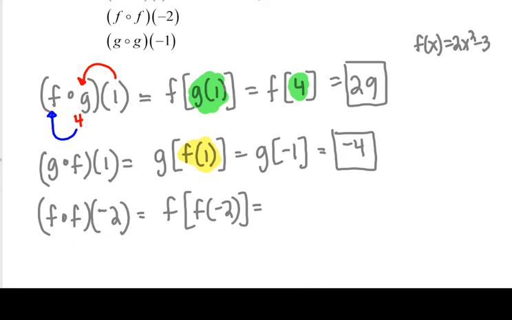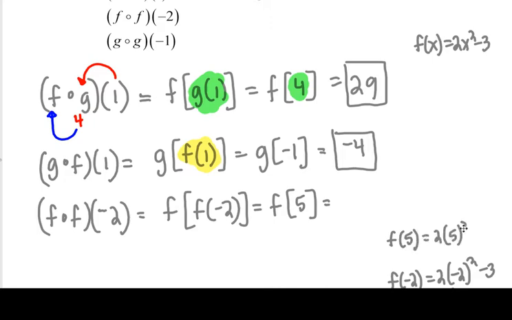And I'm going to come off to the side over here. F of negative 2 is 2 times negative 2 squared minus 3. So that's going to be 4 times 2 is 8. 8 minus 3 is 5. So that's f of 5. Now I'm going to try and find f of 5. So f of 5 is equal to 2 times 5 squared minus 3. 25 times 2 is 50. 50 minus 3 is 47.